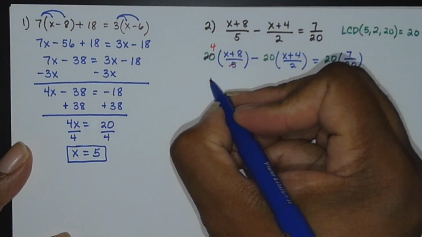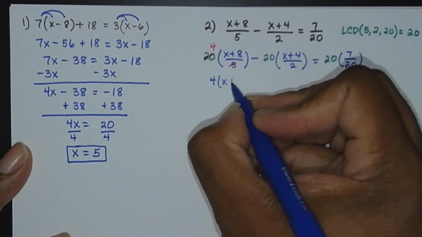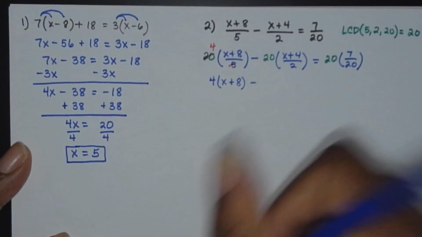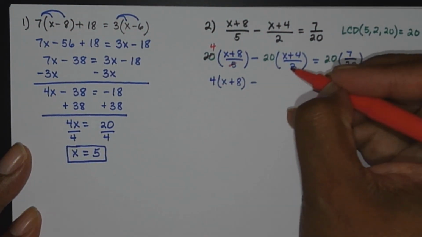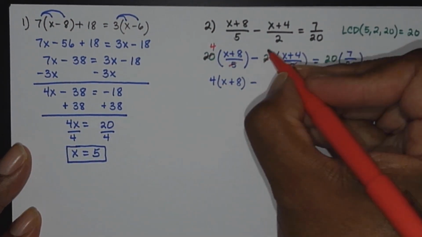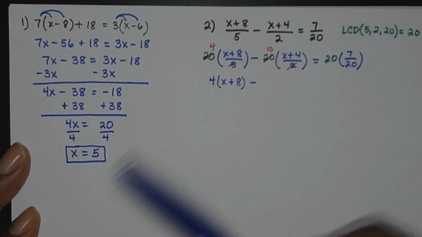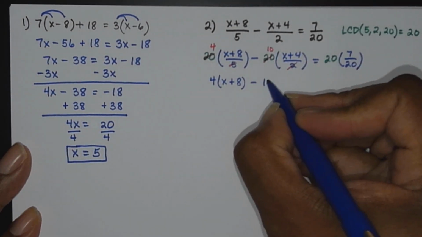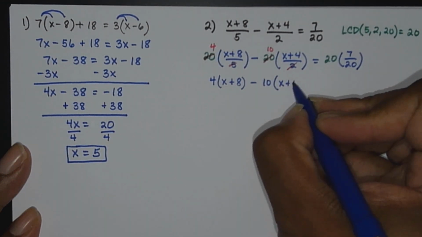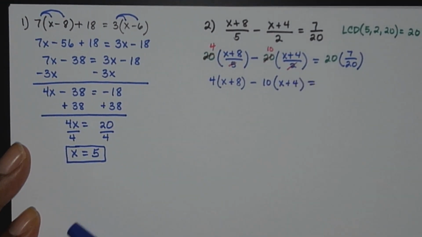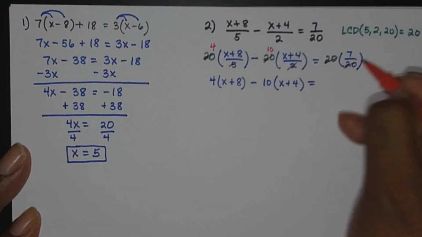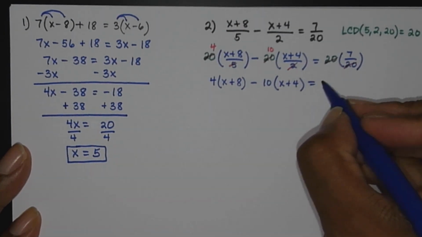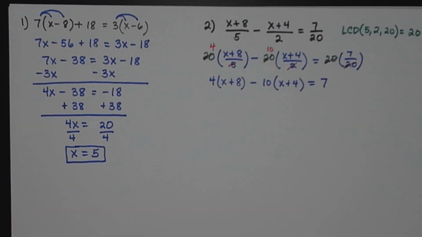So that means I'm going to have 4 times the quantity x plus 8 minus, then if I divide 2 into 20, that would go 10 times. So it'd be 10 times the quantity x plus 4. And then that's equal to, the 20s divide out, you'll be left with 7. So this is what I have, 4 times the quantity x plus 8 minus 10 times the quantity x plus 4 is equal to 7.